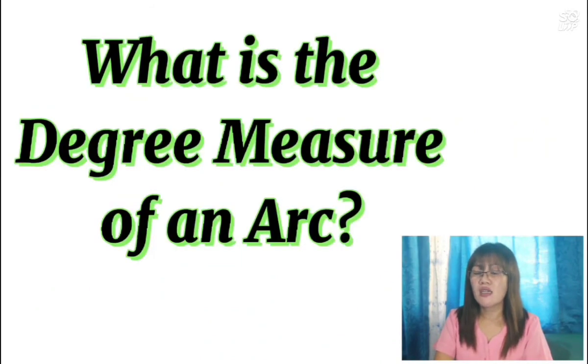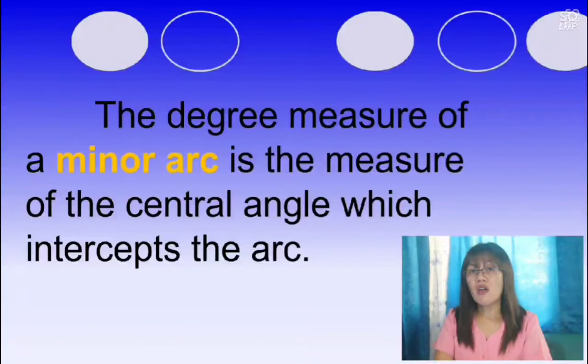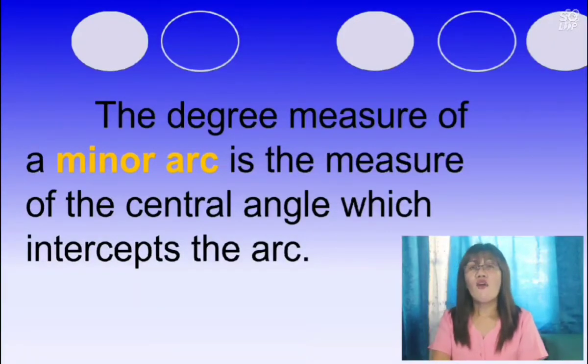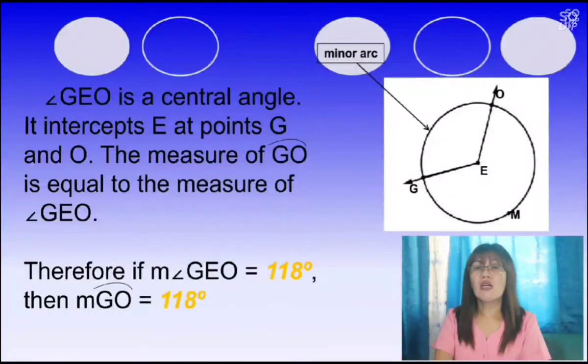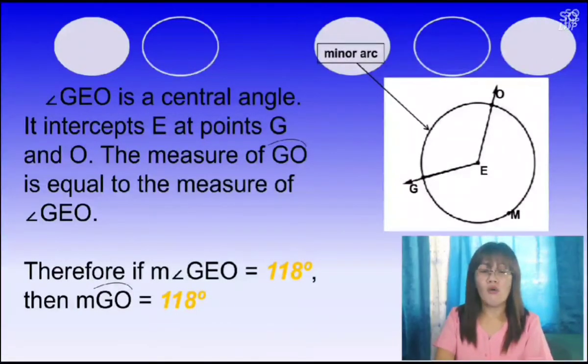What is the degree measure of an arc? The degree measure of a minor arc is the measure of the central angle which intercepts the arc. For example, we have here circle E. Angle GEO is a central angle. It intercepts E at points G and O. The measure of arc GO is equal to the measure of angle GEO.